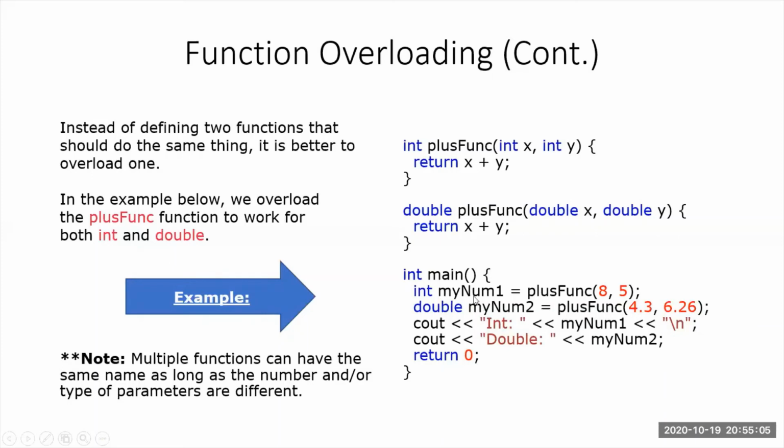In this case, we have a variable called my_number_1 equals plus function 8 and 5, and then double my_num_2 equals plus function 4.3, 6.26. C++ automatically knows that for the first one, I'm only getting an integer and an integer as parameters, 8 and 5, so I want to use the first function. For the second line, my_number_2, I have double values or decimal values, 4.3 and 6.26, so C++ knows it needs to use the double function instead. This is the advantage of function overloading.